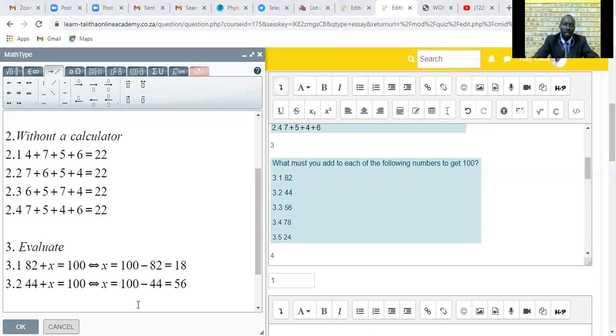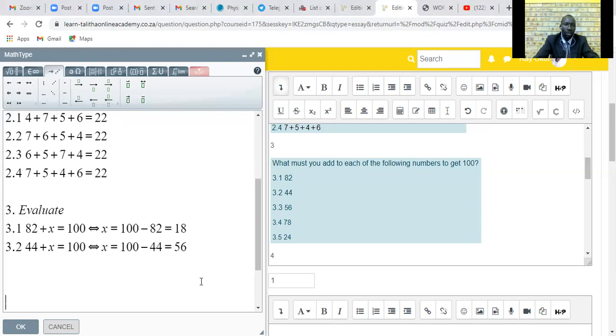You see? Then in the next question, what we want to do is to find what we can add to 56. So there is something we need to add to 56 so that we can get 100. And what is that? Well, we can calculate it. It will be x equals 100 minus 56. So when we take away 56 from 100, we get 44.